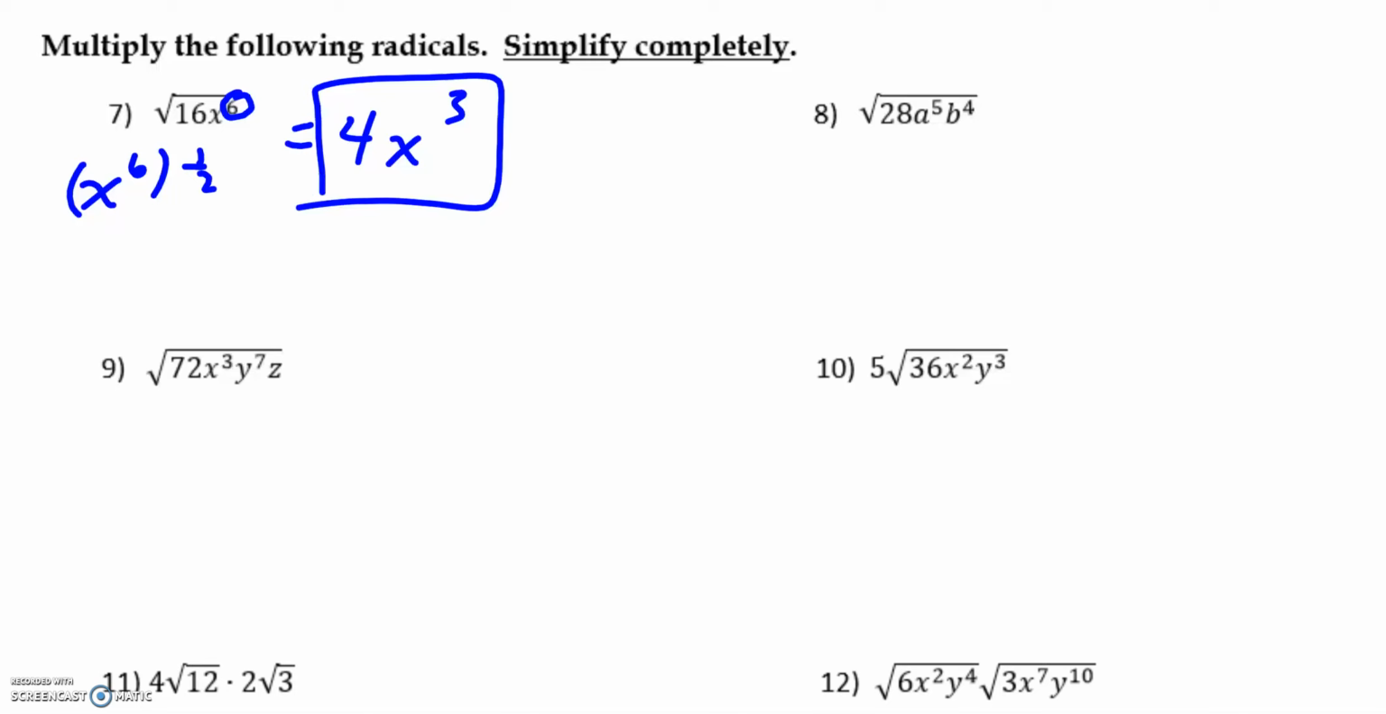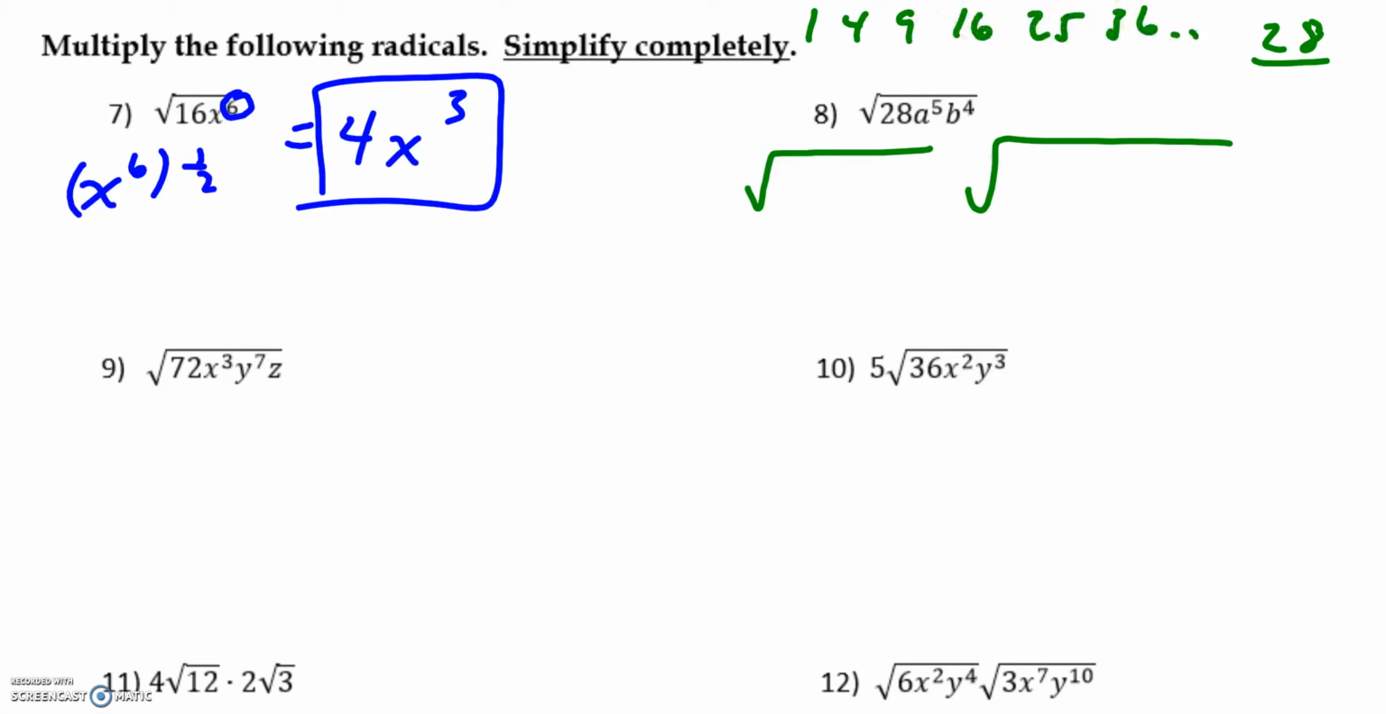Number 8, however, does not have all perfect squares like number 7. 28 is not a perfect square, a to the 5th is not a perfect square, but b to the 4th is. So this is when we split into the perfect and non-perfect pile. You would look at 28, and you would think about all the number pairs that multiply to be 28, but really only think about perfect squares, 1, 4, 9, 16, 25, 36, and so on. I know that 4 times 7 is 28, and so if I put 4 in the perfect squares and 7 in the non-perfect squares, that can get me started.